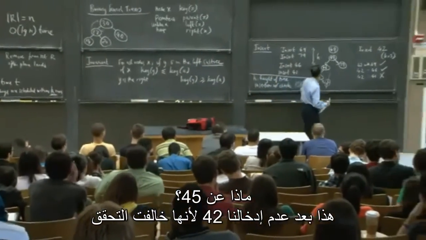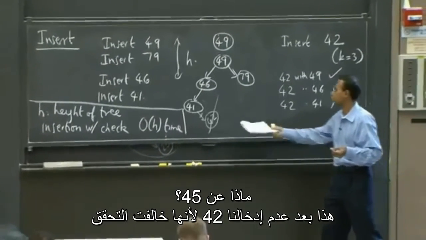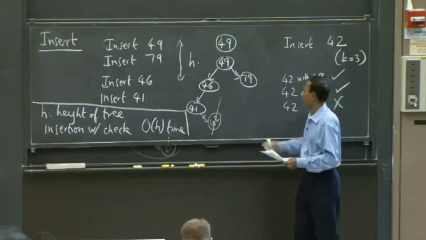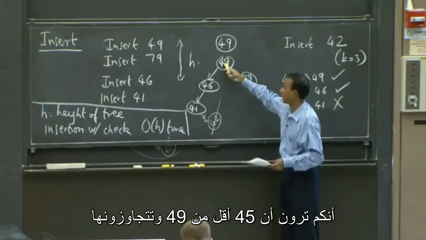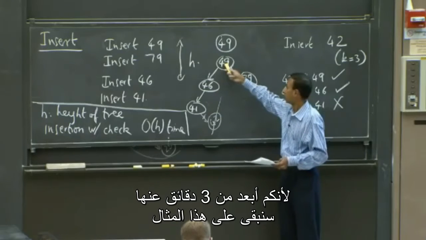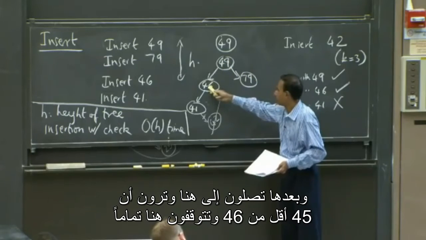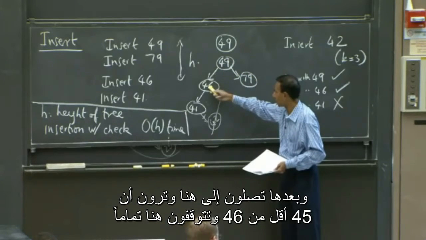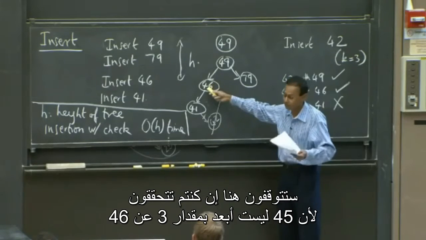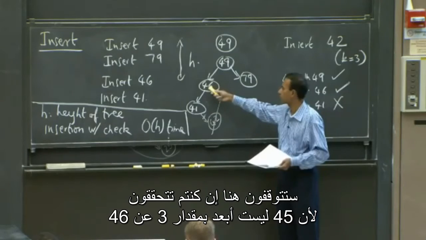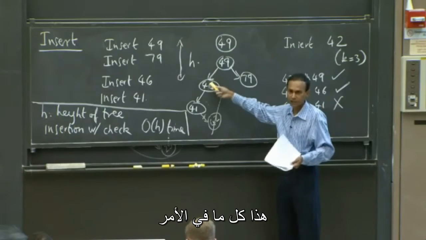What about 45? So this is after we haven't inserted 42 because it violated the check. When you do 45, you see that 45 is less than 49, and you pass because you're more than 3 minutes away. We'll stick with that example. Then you get here, and you see that 45 is less than 46, and you would fail right here if you were doing the check, because 45 is not 3 away from 46. All right? So that's the story.